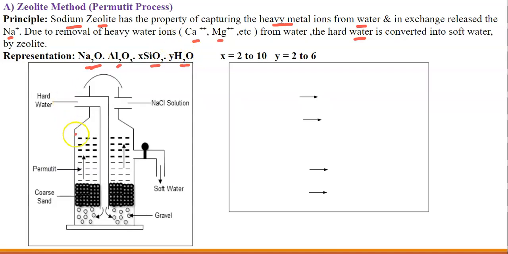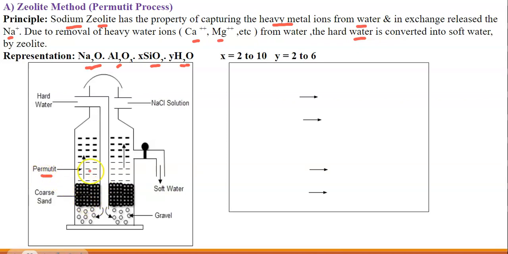Let's have a look at the process. This is the zeolite method. In this you can see there is an intake for hard water. The hard water will come from this side. Then you can see below in the diagram there is gravel, that means pebbles or large size stones. Above that there is a layer of coarse sand. Above that, there is a layer of permutit, that means zeolite.